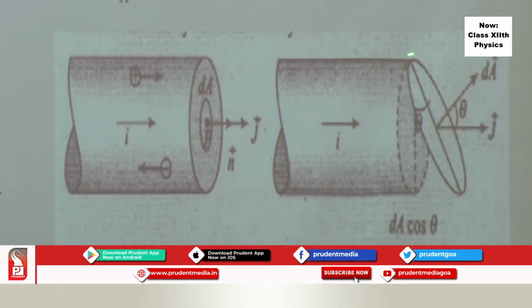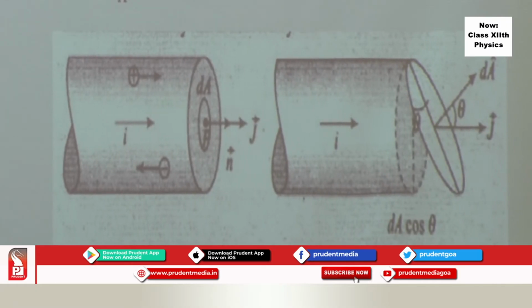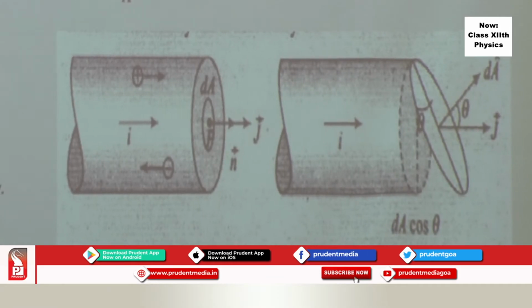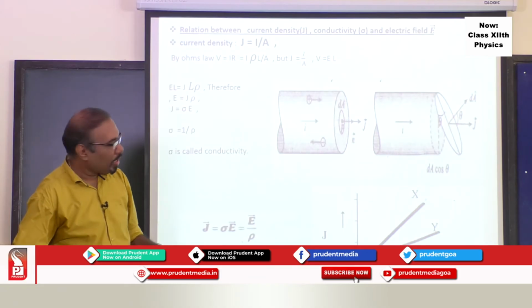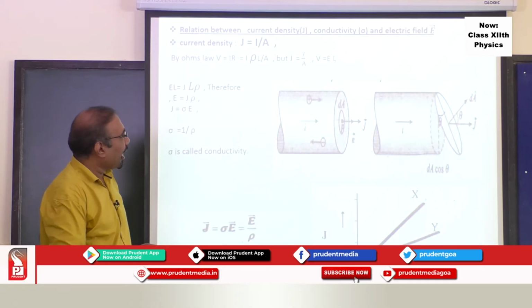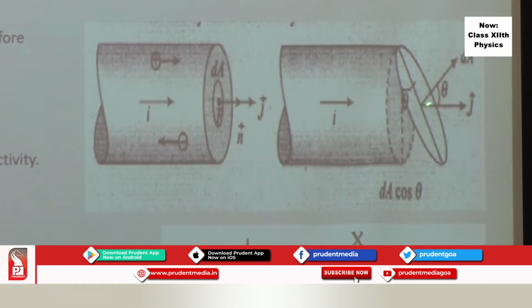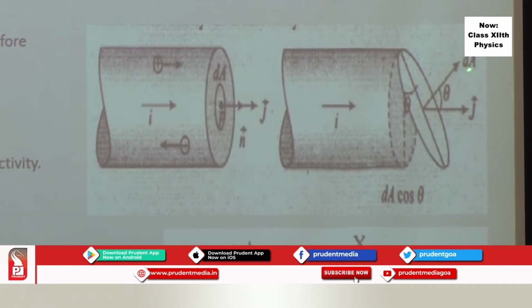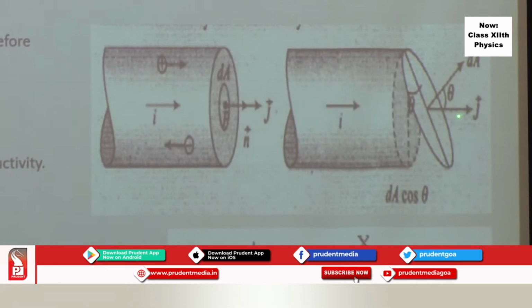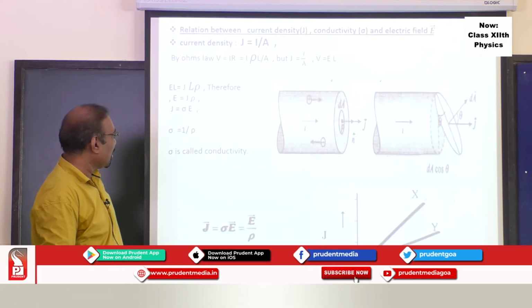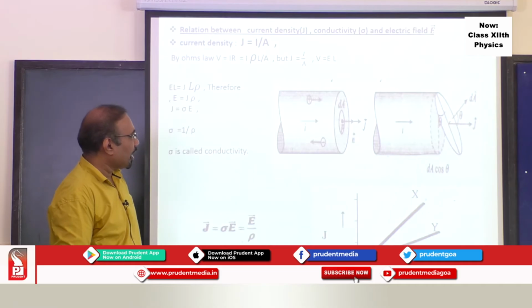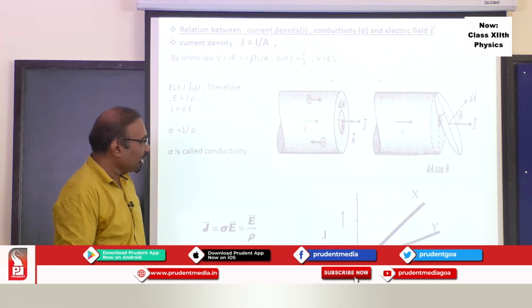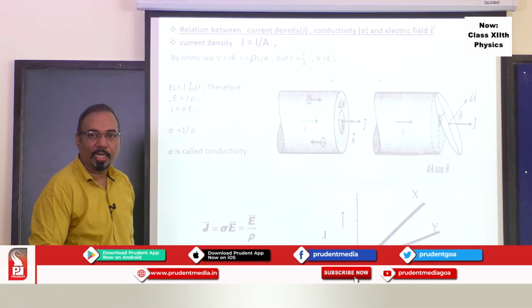So if I take a cross-section slightly slanting, then we have to take this particular direction. Normal to the surface is the direction. The component of this area vector along this is dA cos theta. In that case, the current density becomes J is equal to I upon A cos theta. So A cos theta is the component along this, and in that case you have to take A cos theta.